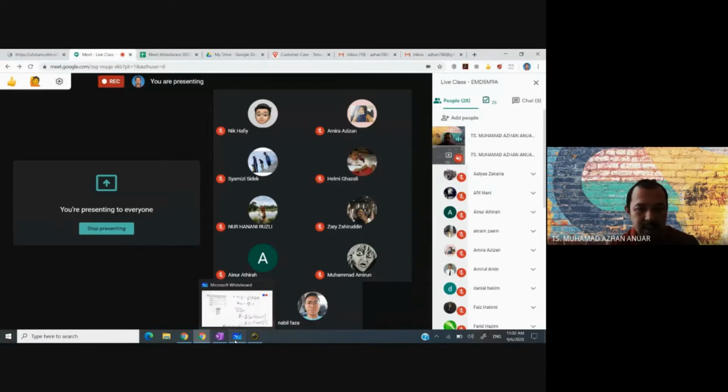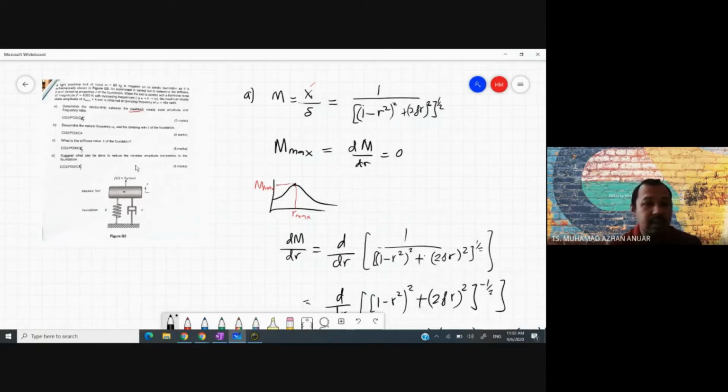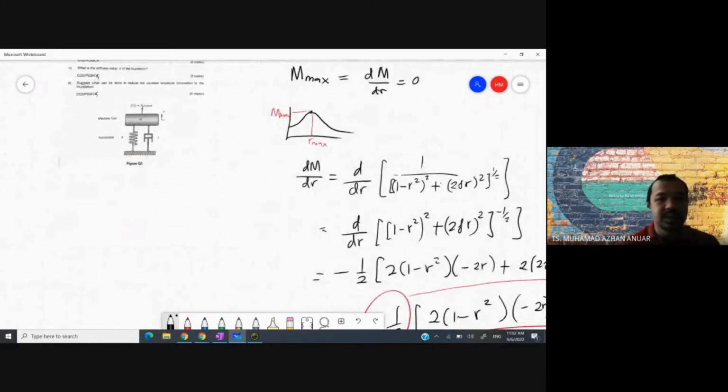Now let's look at the second question. Determine the natural frequency omega n and the damping ratio zeta of the foundation. So in this question, you are asked for the natural frequency and the damping ratio, and we know that we derived this many times. So this is for question B.